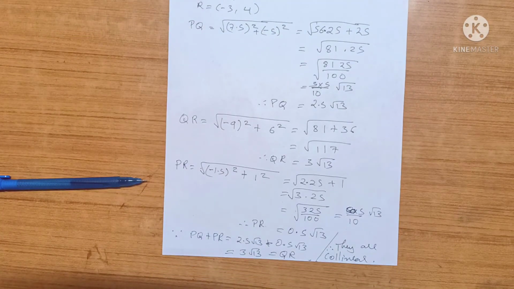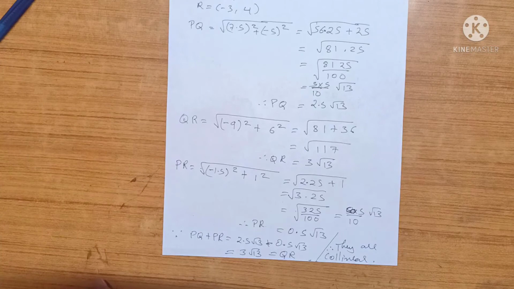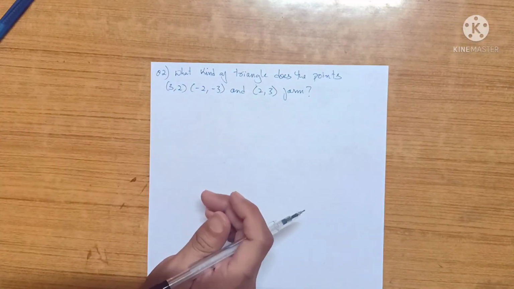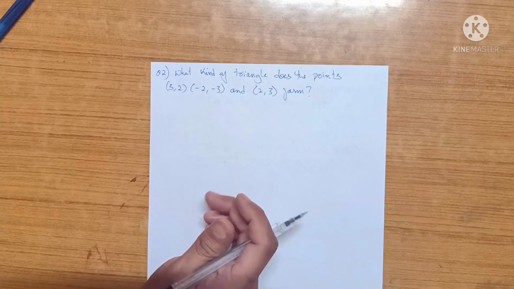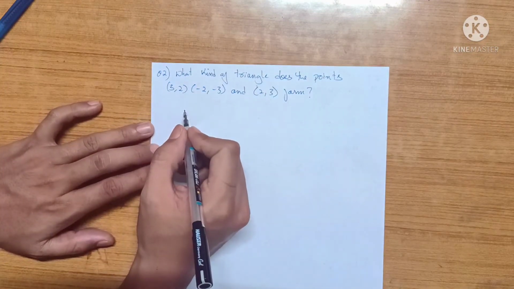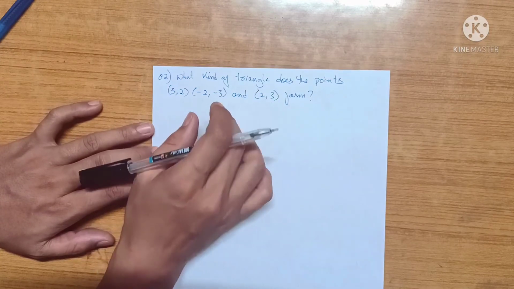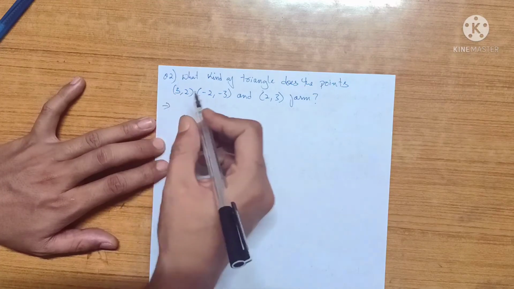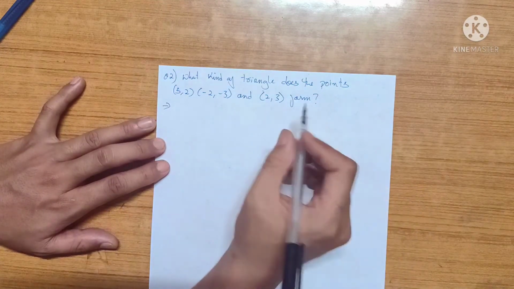I hope you understood the concept. Let's do another extra question. What kind of triangle does this point, this point, and this point form? I think this will be the last extra question from this exercise, but then I will be giving multiple choice questions as soon as we complete the chapter.